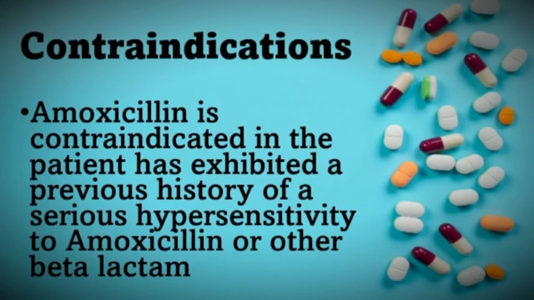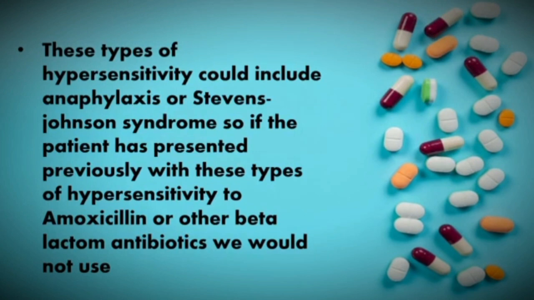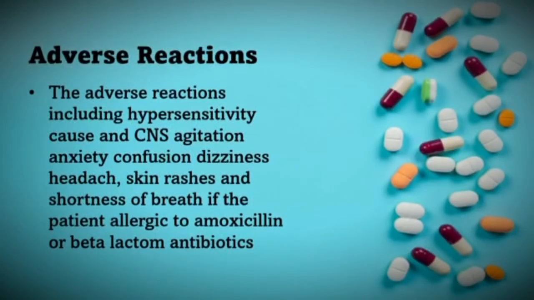Contraindications of amoxicillin: amoxicillin is contraindicated in a patient who has exhibited a previous history of serious hypersensitivity to amoxicillin or other beta-lactams. These types of hypersensitivity could include anaphylaxis or Stevens-Johnson syndrome. So if the patient has previously presented with these types of hypersensitivity to amoxicillin or other beta-lactam antibiotics, we could not use it. Adverse reactions include hypersensitivity, CNS agitation, anxiety, confusion, dyspnea, headache, skin rashes, and shortness of breath.